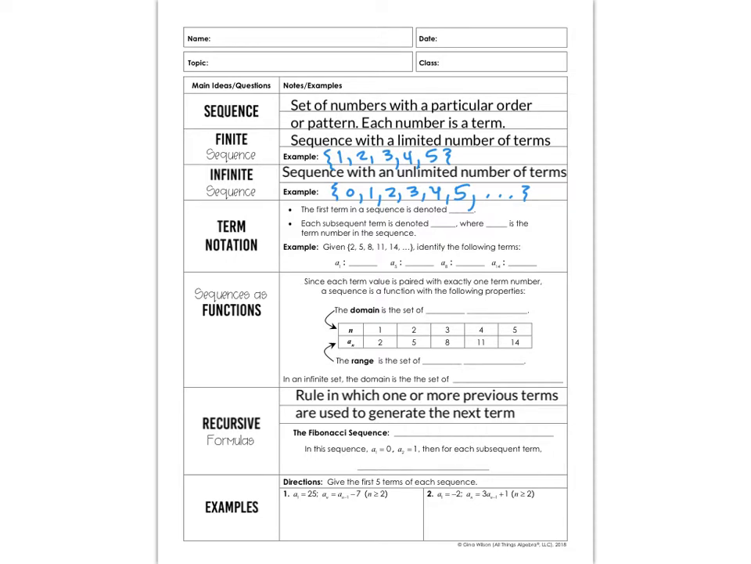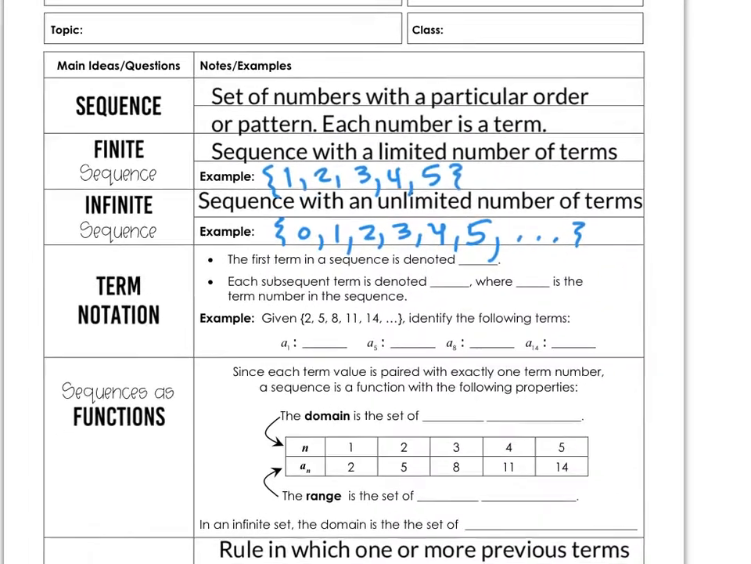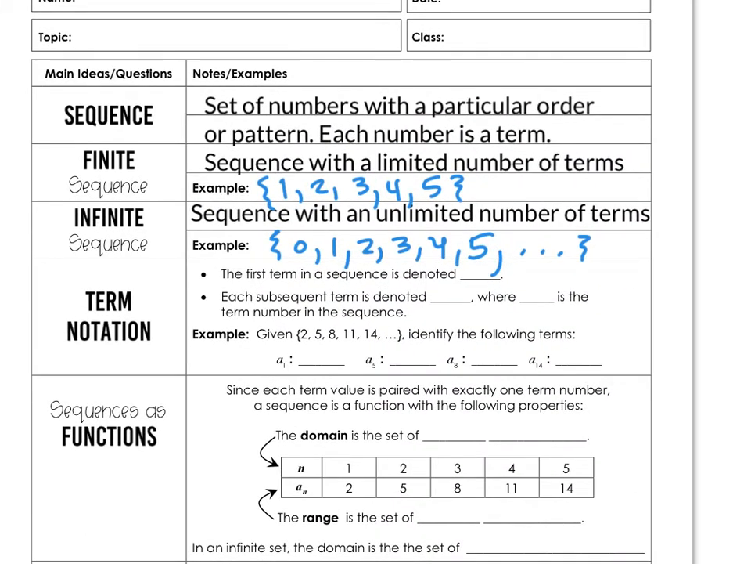As far as the term notation, how we use it when we deal with these sequences, the first term is generally a sub 1, a little lowercase a with a 1 as a subscript. Each subsequent term is denoted as a sub n plus 1. So it's the very next one, where n plus 1 is the term number in the sequence. If we had this example, 2, 5, 8, 11, 14, and so on, the first term, a sub 1, would be 2. The fifth term, 1, 2, 3, 4, 5, would be 14.